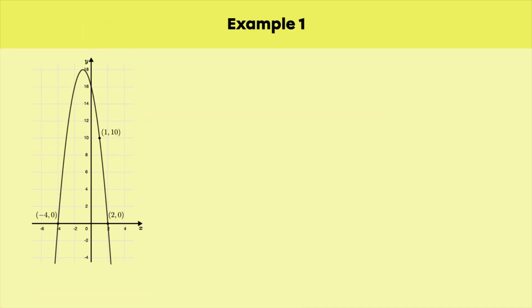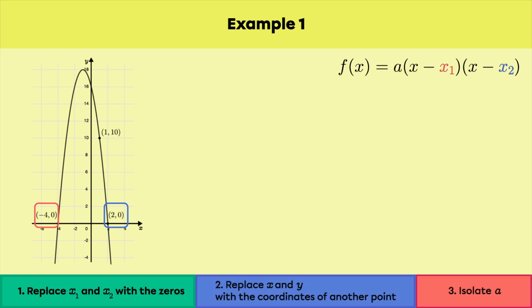Here's our first example. We want to find the rule of a quadratic function with zeros -4 and 2, and that passes through the point (1, 10). Write the basic rule of the factored form. Then replace x1 and x2 in the rule with the two zeros. The order in which they are placed doesn't matter. Let's say x1 equals -4 and x2 equals 2.